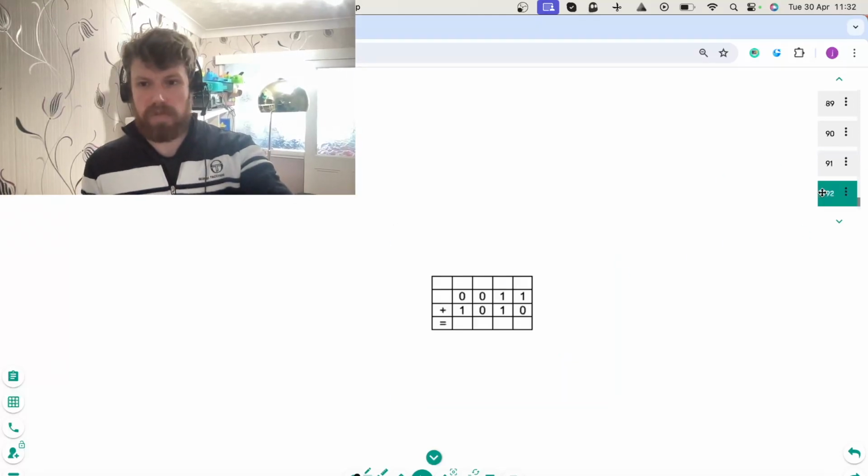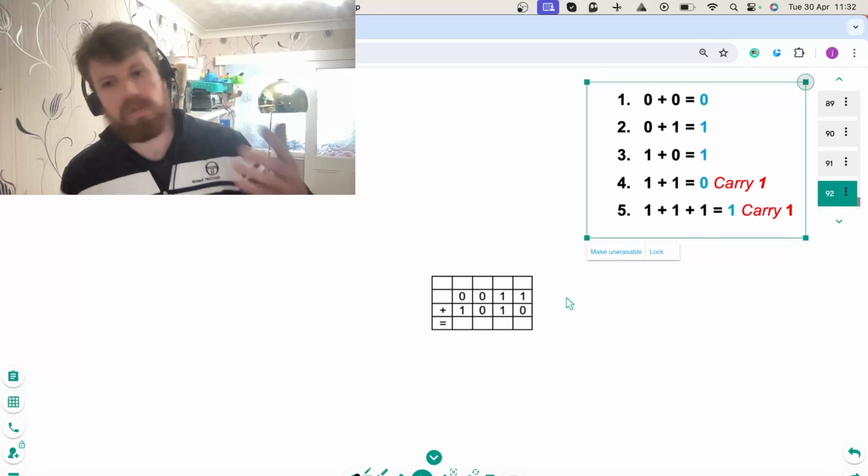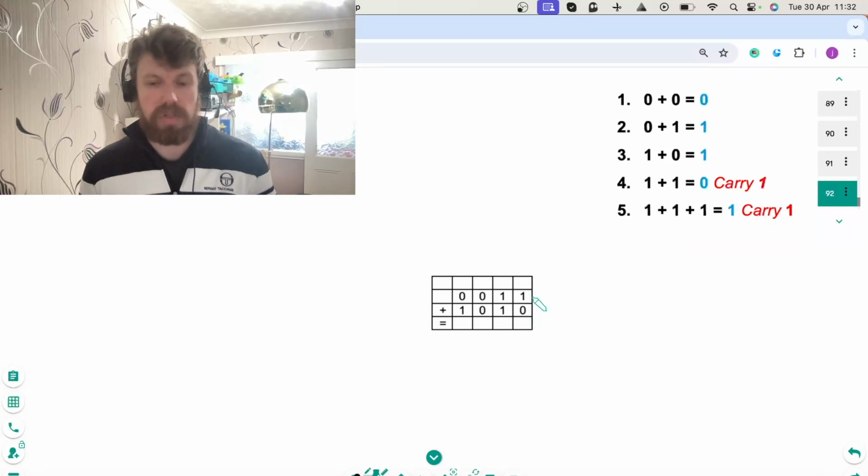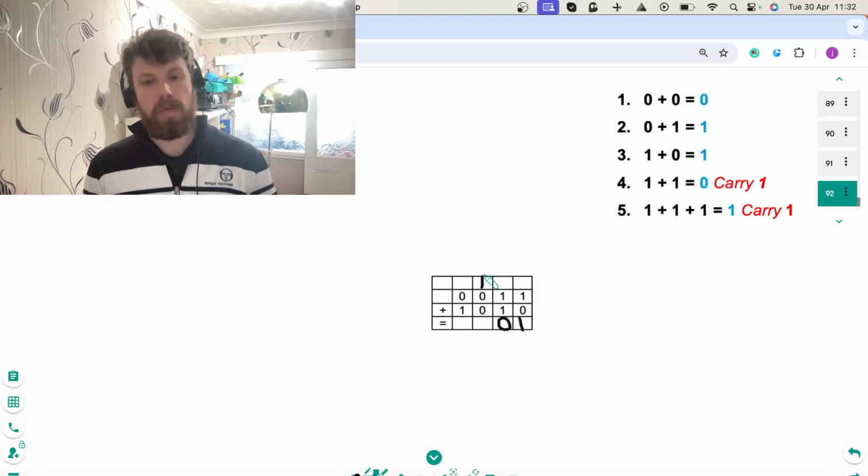Get these rules, and make sure that you write them at the top, just so that it gives you a quick reminder of what each of these things are. You then start from the right-hand side, which is 1 plus 0 is equal to, and if we check the rule, 1 plus 0 is 1. So I'm just going to write that down there. 1 plus 1 is equal to 0, as we can see here, carry the 1, which I'm going to write up here. 1 plus 0 plus 0 is the same as rule 3, so we're just going to write a 1 down here. 0 plus 1 is going to be 1.